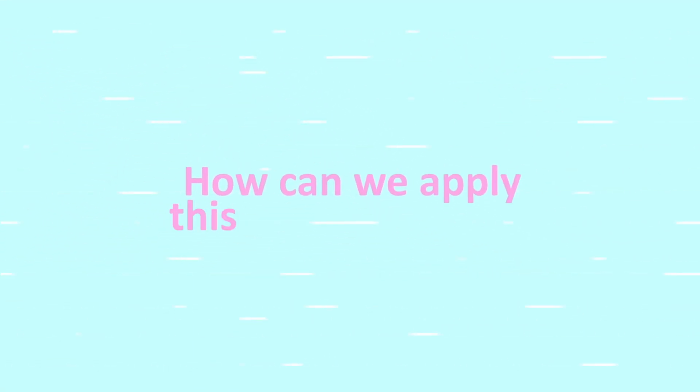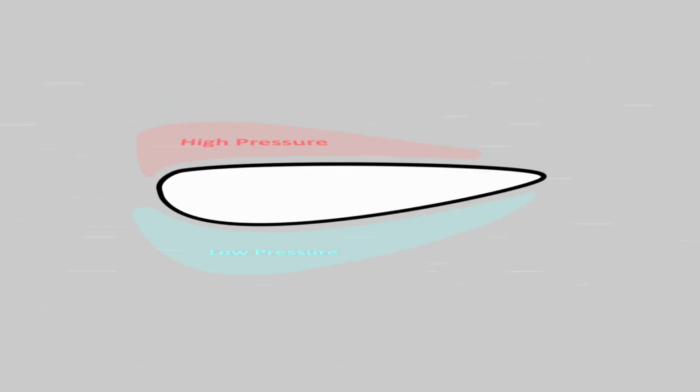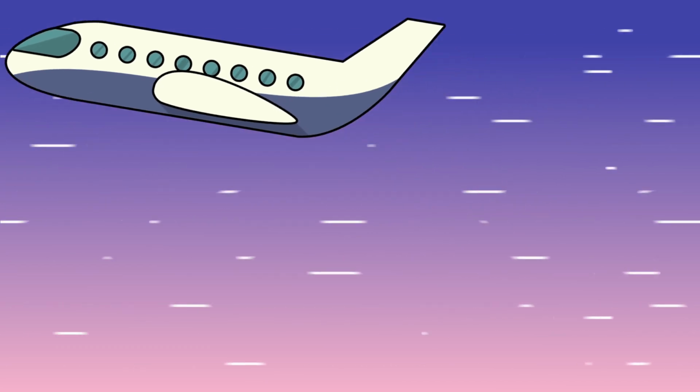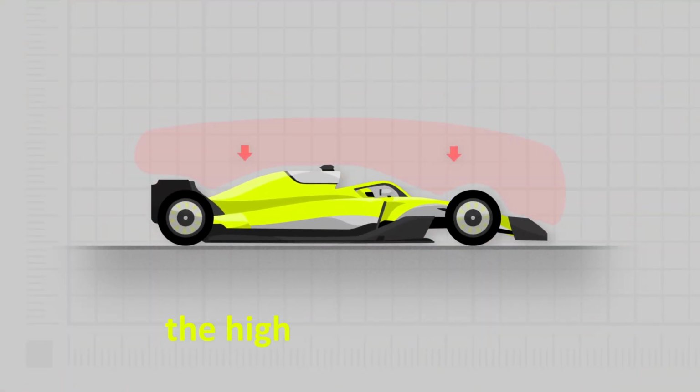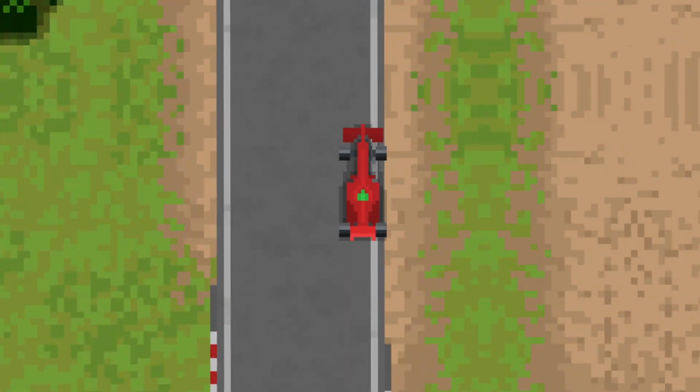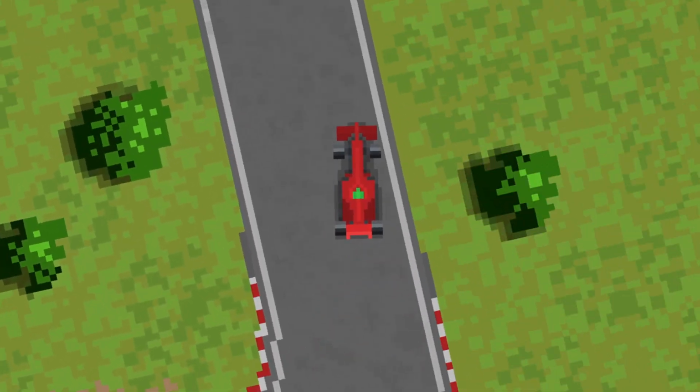But how can we apply this logic to F1 cars? Just turning the wing upside down. If in an airplane we need to take off, in Formula One, we need to stay on the ground as much as possible. The high pressure above the car pushes it against the road, and the low pressure below sucks the car into the road surface. This allows the car to corner more quickly and prevents it from overturning.